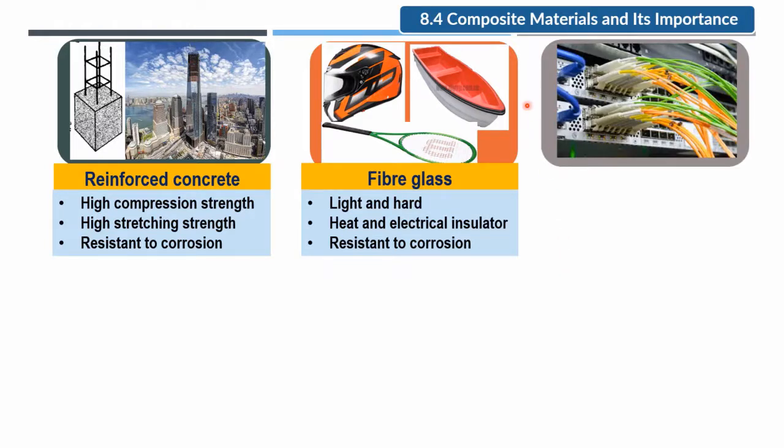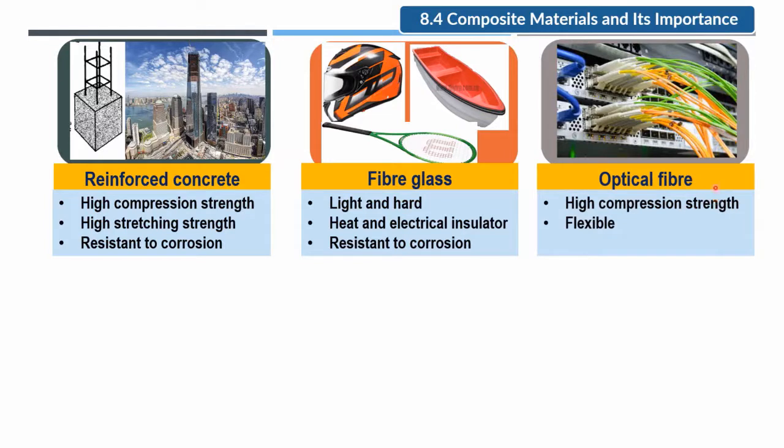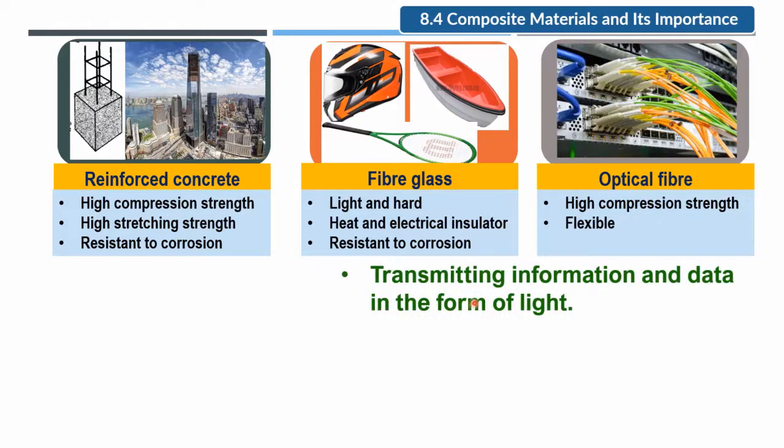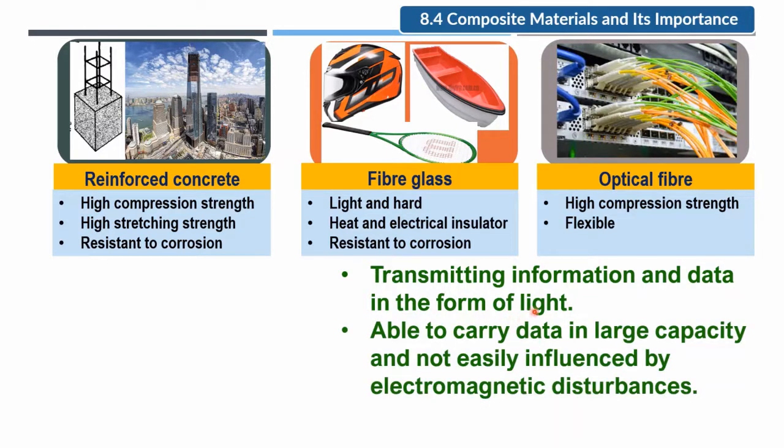Third composite material is optical fiber. It has properties like high compression strength and flexible. This makes optical fiber very useful in transmitting information and data in the form of light. Optical fiber is also able to carry data in large capacity and is not easily influenced by electromagnetic disturbances.